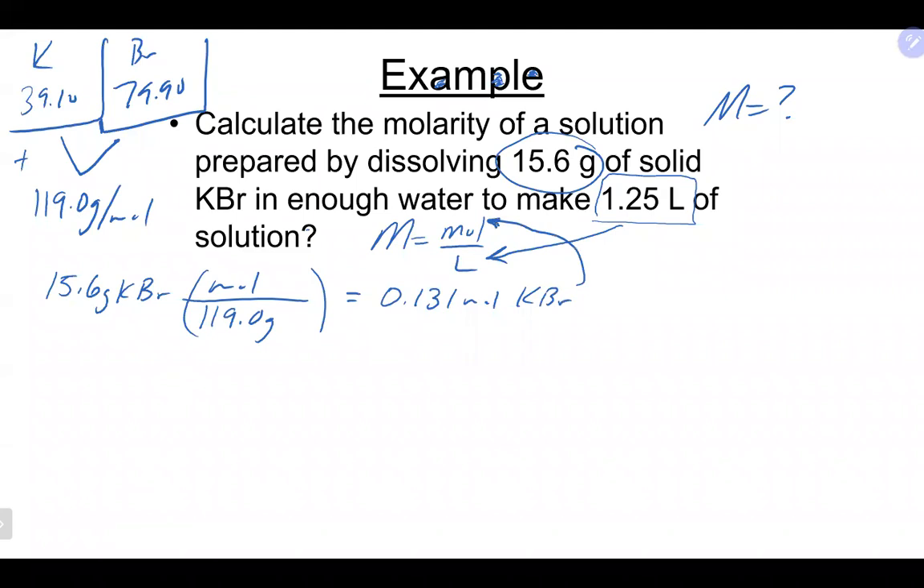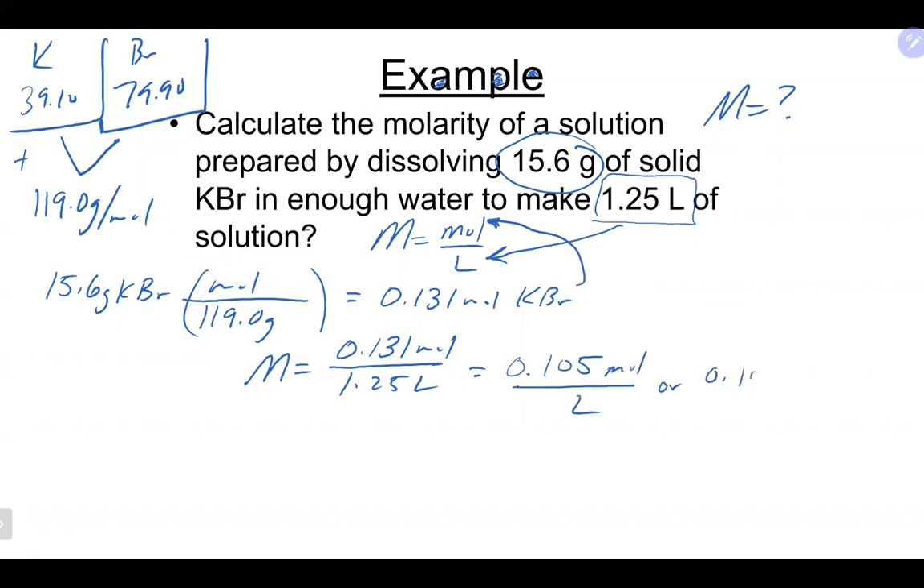Now we have everything that we need. The molarity here would be our moles, 0.131 moles divided by 1.25 liters, which gives us 0.105. In terms of units, they don't cancel out, so you could leave it as moles per liter, or you can write 0.105 big M and maybe KBr at the end, whatever you like.